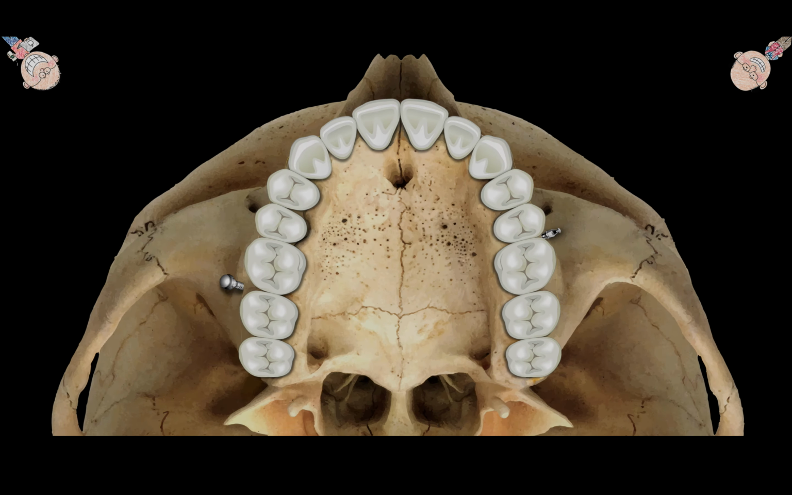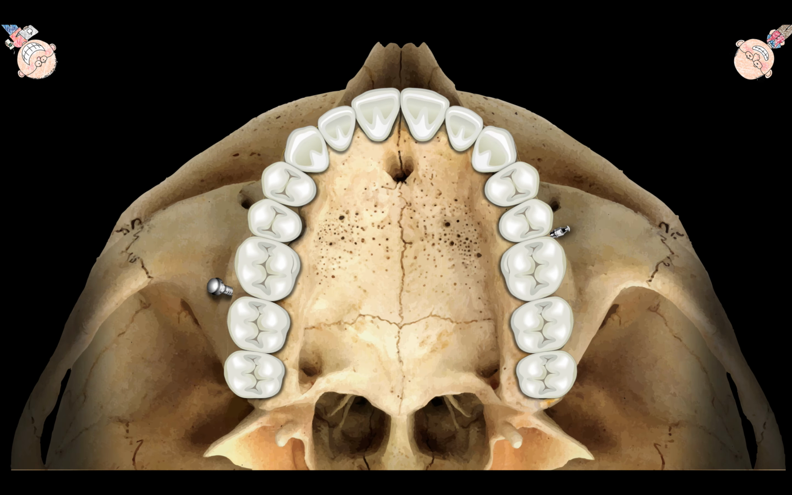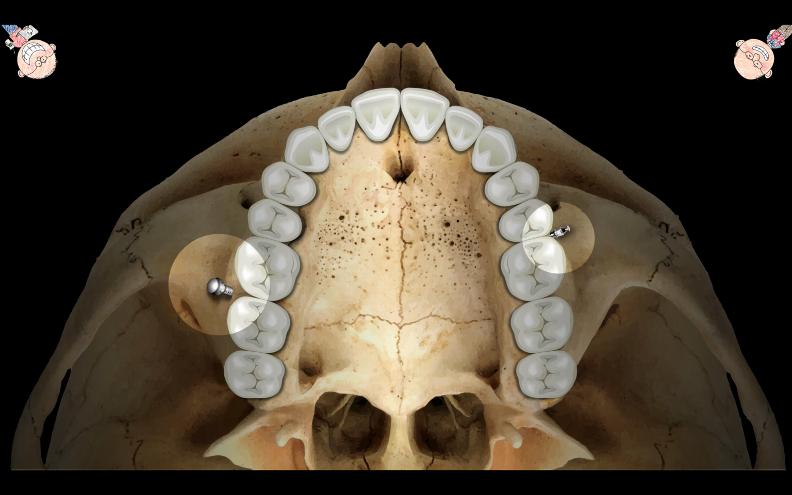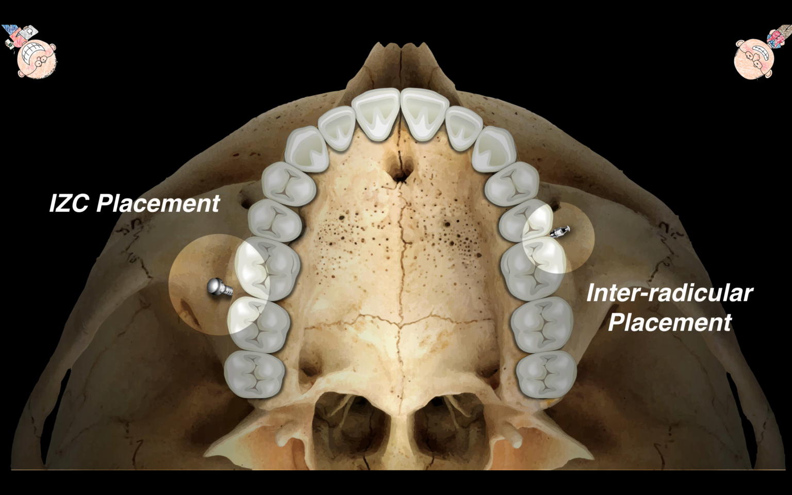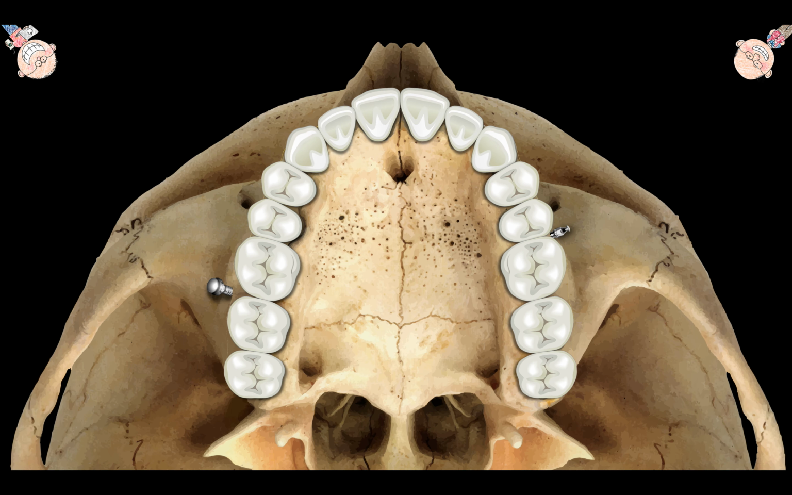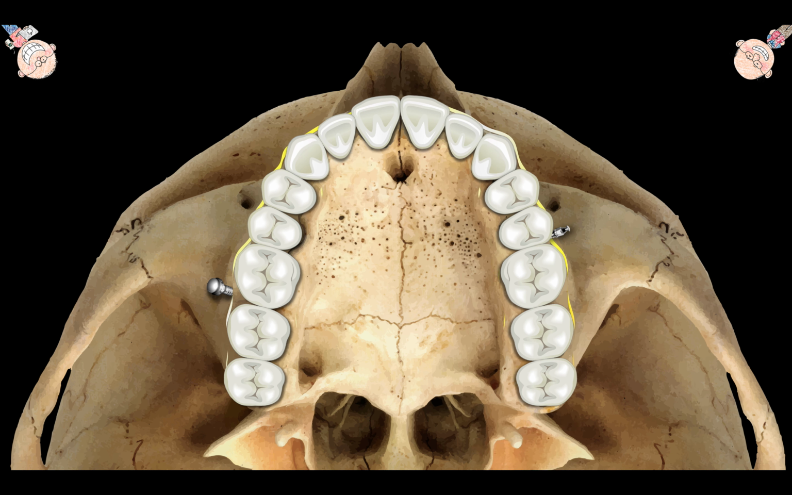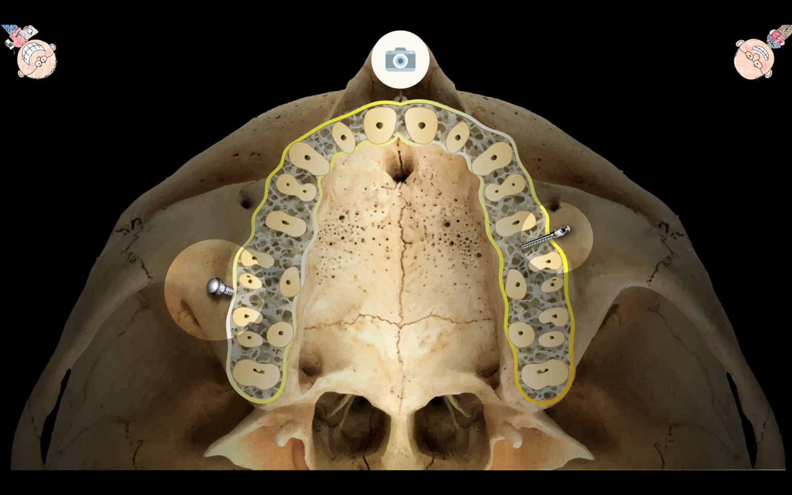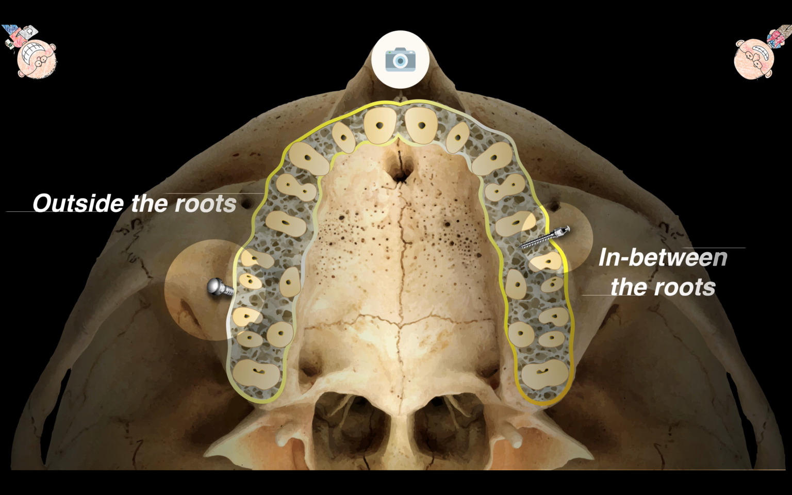IZC screw. And if I cut the occlusal, you'll be able to see the major difference between the IZC screw and the screw that we used to use a couple years ago. The major difference is the IZC screw is outside the root and the other screw is between the root. That's why you cannot distalize the whole dentition backward. I consider this is very important.